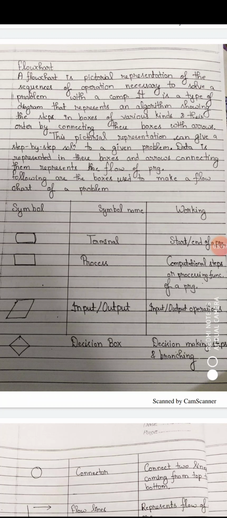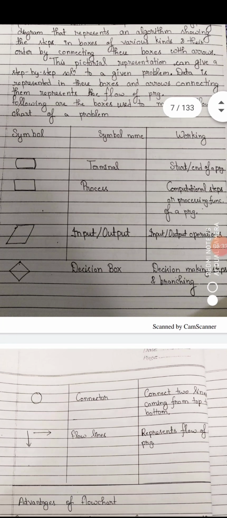And suppose we are using the decision box, and for one particular output we are following certain steps, but at the end we need to show the outputs of both these different procedures joining to one end. Then we need to connect those outputs with the help of connectors.